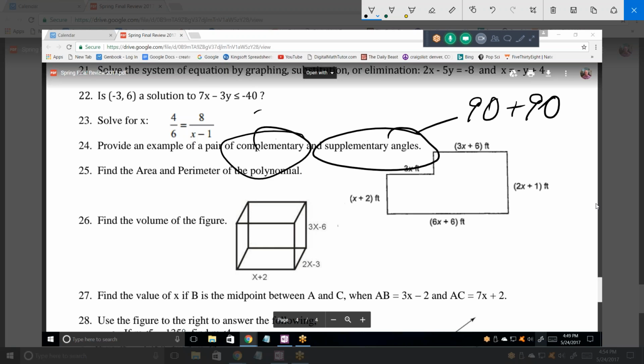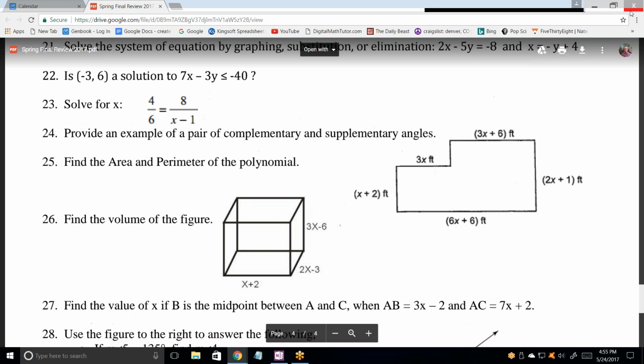50 and 35. No, wait, that doesn't add up to 90. It adds up to 85. Yeah, 50 and 40. Okay. Just wanted to make sure you knew that they didn't have to be equal. They just have to add up to either 90 or 180, and then they're complementary or supplementary.